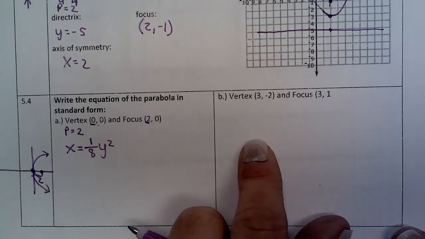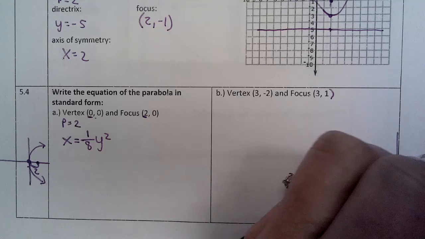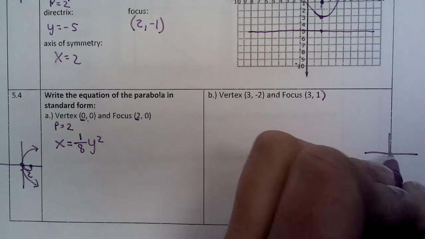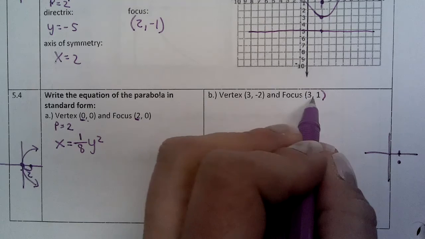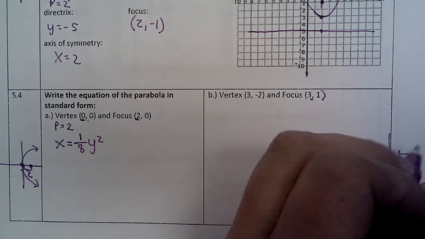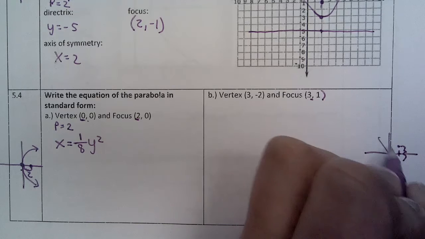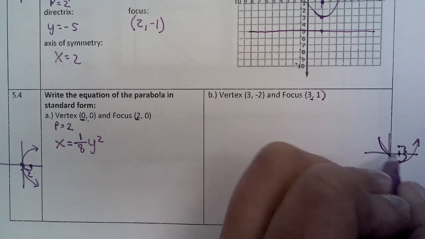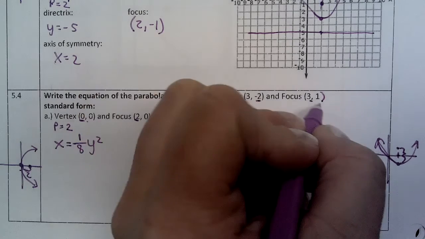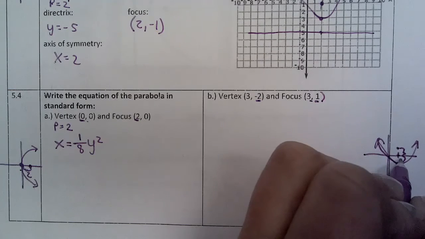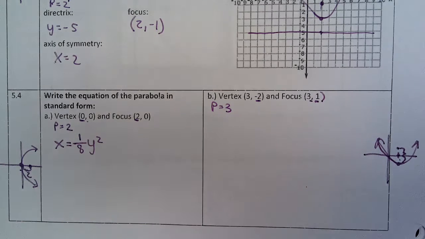So let's go on ahead and take a look at the next one. I forgot a parenthesis right there. All right, so once again, I'm going to draw a little sketch here. My vertex is at (3, -2). My focus is at (3, 1). So in that case, this is my p-value, and my parabola is going to open up like that. To get from -2 to +1, I had to add 3. So my p is going to be 3.